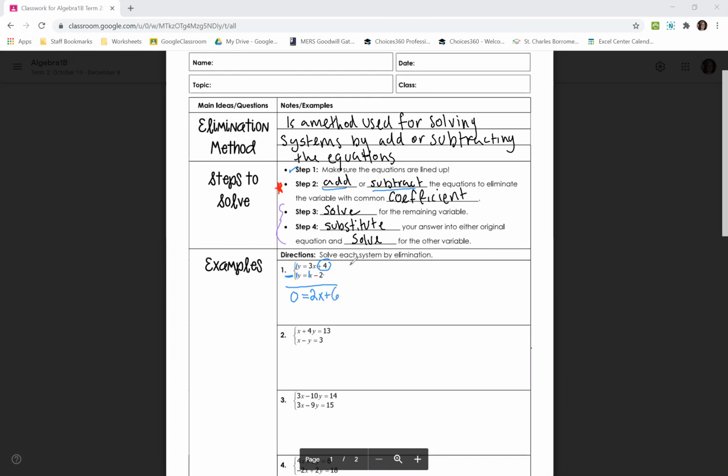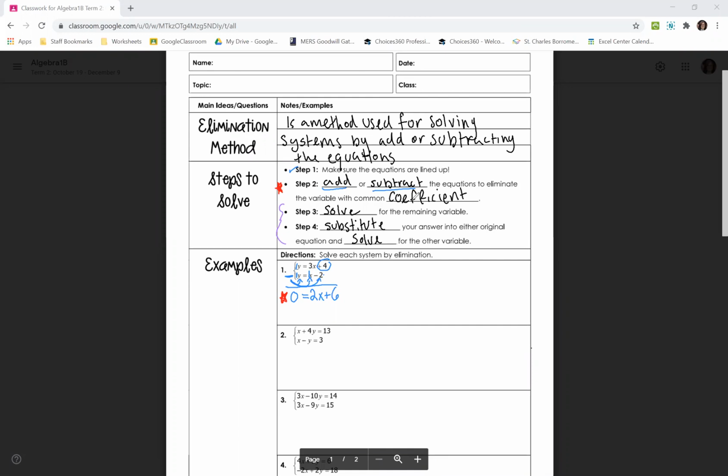Some people do like to do this when they know they're going to subtract. They'll write each equation off to the side, and distribute that negative sign first before they subtract. So they would say negative y equals negative x plus 2. And then they would just combine them together, okay? All right. So now we have one equation with one variable, so we can solve.